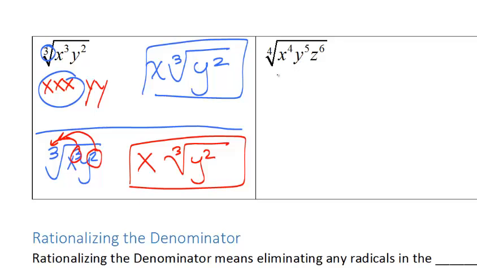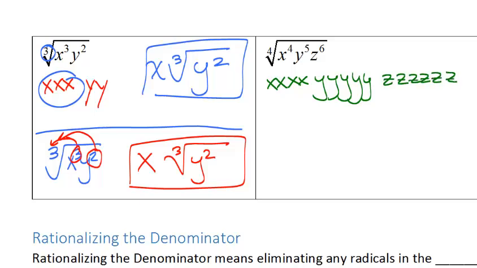On our next problem, we have a 4th root, which means we're looking for groups of 4. If I were to write this out, and this is now getting just a little bit long, I don't want to really write this many, but technically you could. So I'm looking for groups of 4. I have a group of 4 of x. I come out, write it once, no leftovers on the inside.